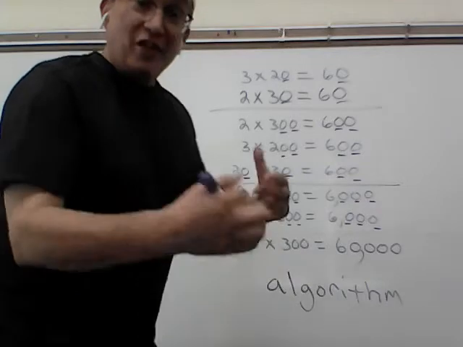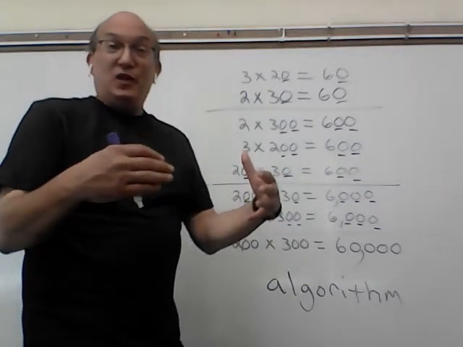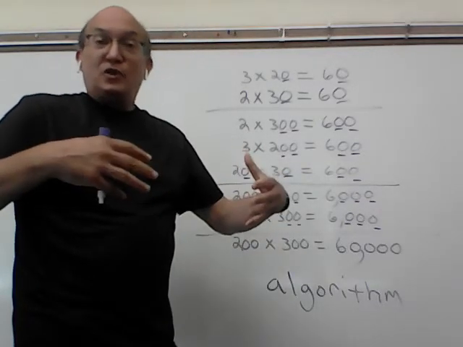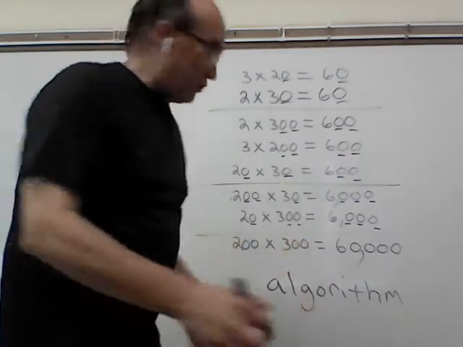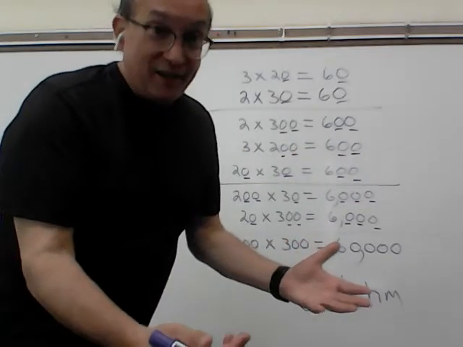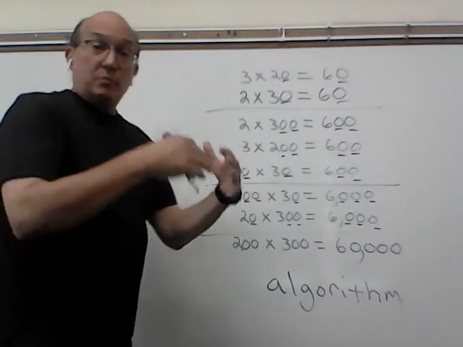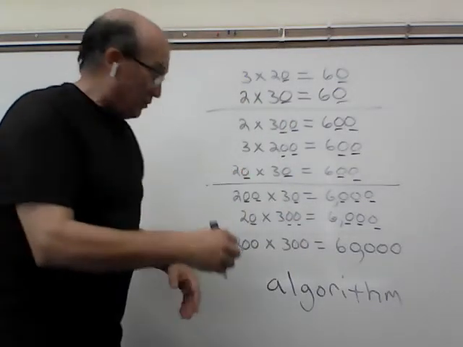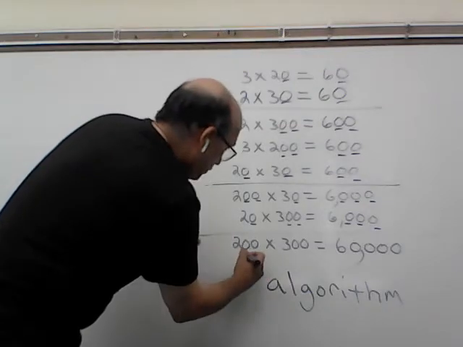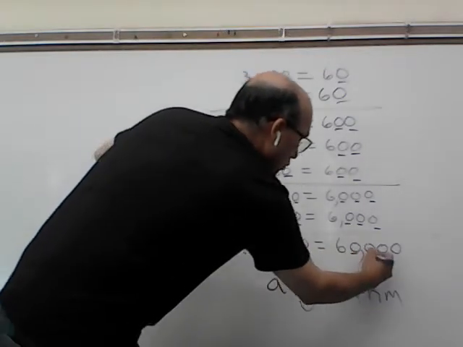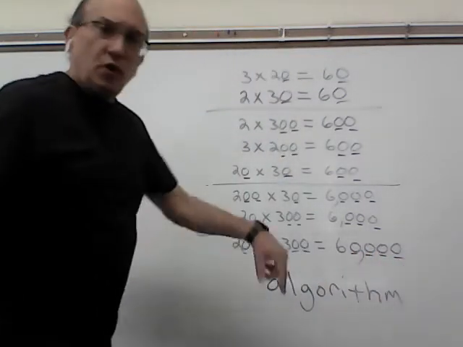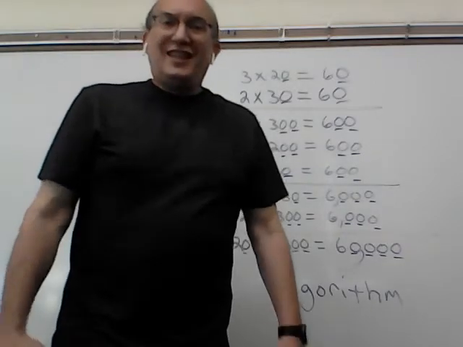The algorithms allow you to do that in general, that once you establish how they work, you can do them for any numbers. It might not be fun, it might take a lot of time, but theoretically, when you learn an algorithm, you can apply it to any numbers. That's why it's an algorithm. 2 times 3 is 6, and 1, 2, 3, 4. So 200 times 300 is 60,000.